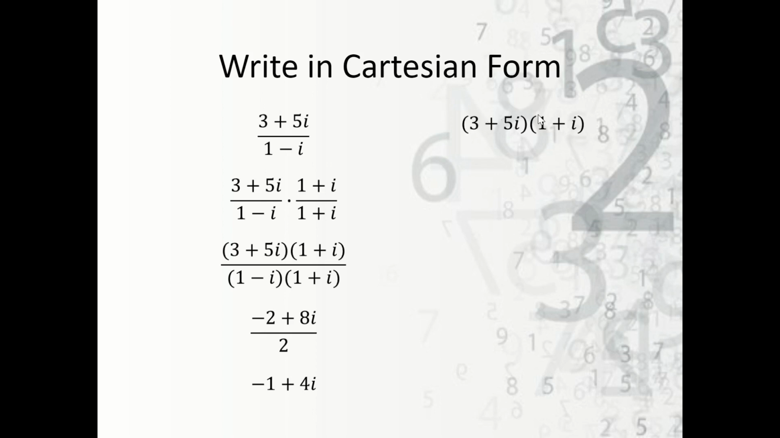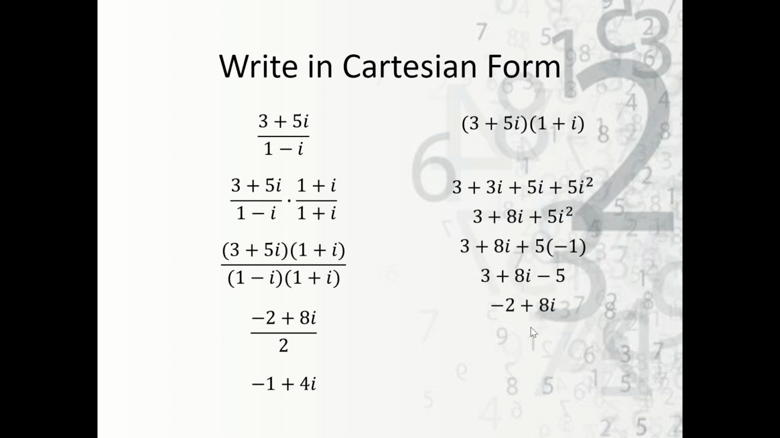So we get 3 times 1, which is 3, and 3 times i, which is 3i. Then we get 5i times 1, and 5i times i. So we end up with 3 plus 3i plus 5i plus 5i squared. Well, now we just combine like terms. So we have 3 plus 5i plus 3i plus 5i squared. And we get 3 plus 8i plus 5i squared. Now i squared is really just negative 1. So that's really 5 times negative 1, which is negative 5. Now we can combine these, so we get 3 minus 5, which is negative 2, plus 8i.